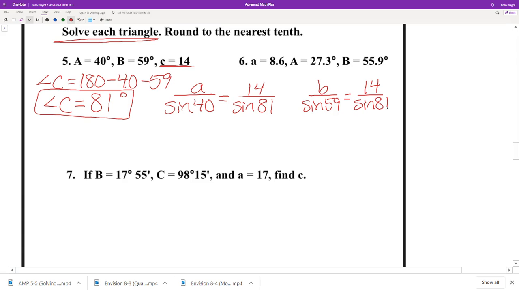How do I get A by itself? What do I multiply both sides by? Sine of 40. So A will equal 14 sine of 40 divided by the sine of 81. I'm literally just moving this to the top over there. And from there, it's just putting it in your calculator. And your calculator, God bless you, should tell you that that equals 9.1. Is that what you got?